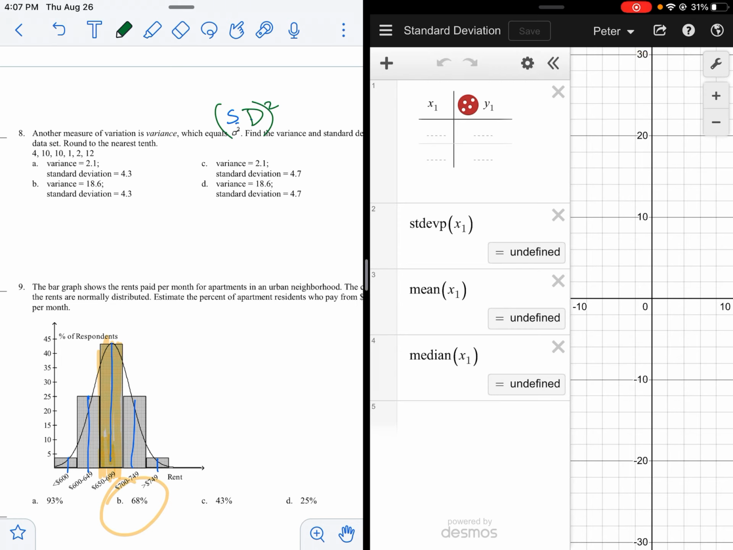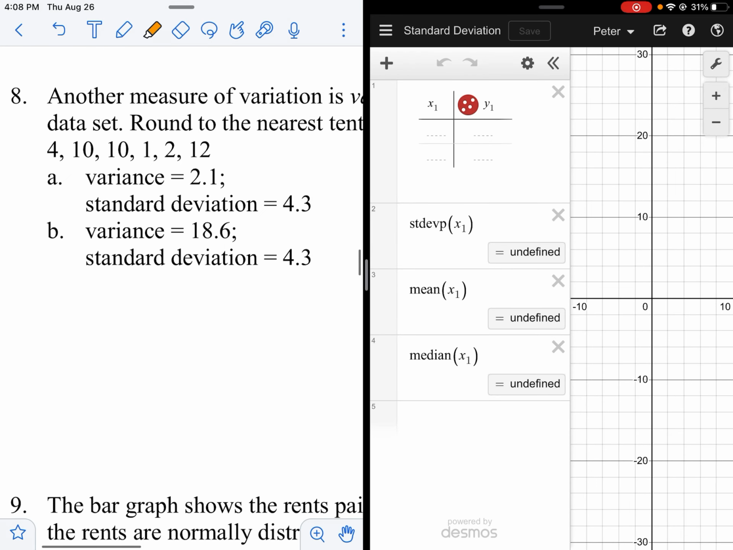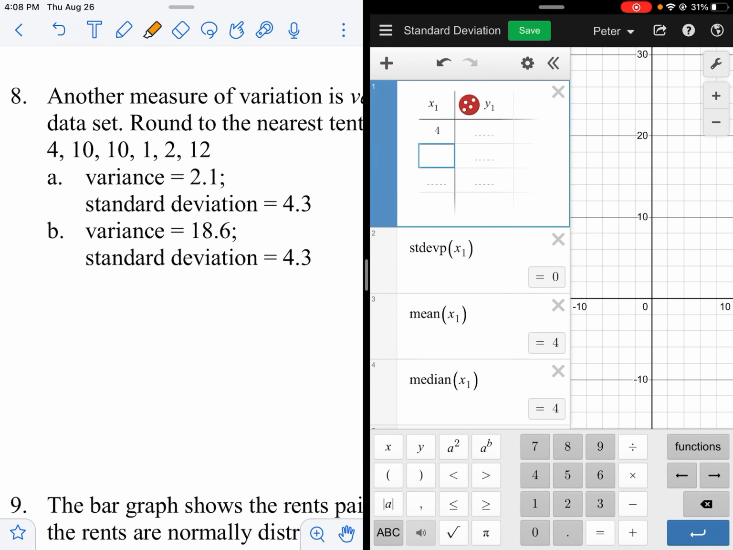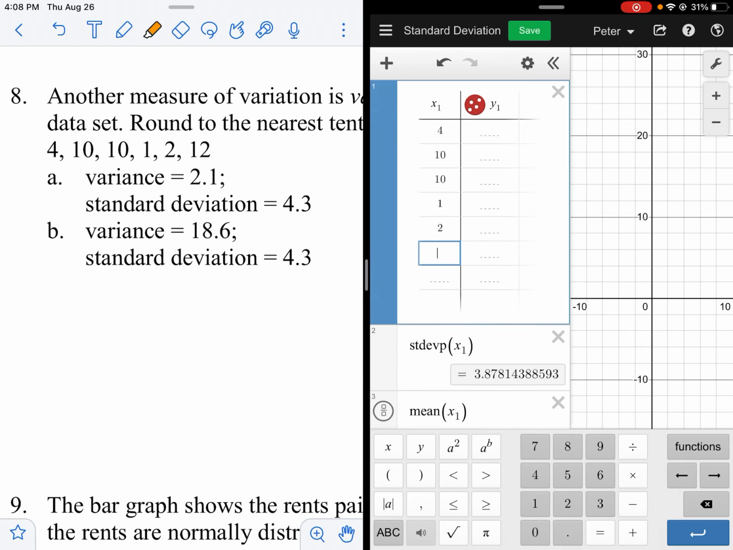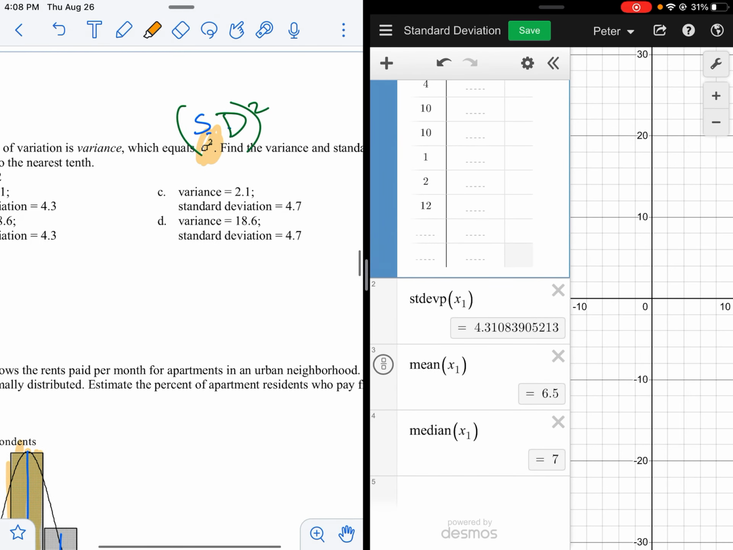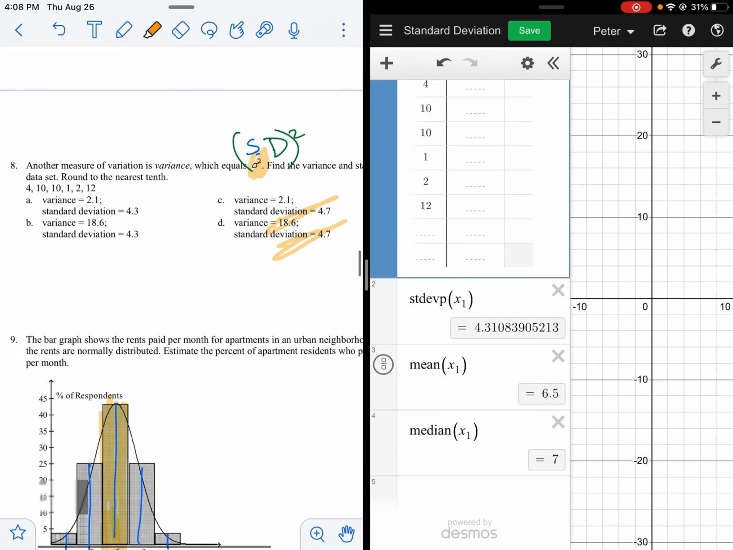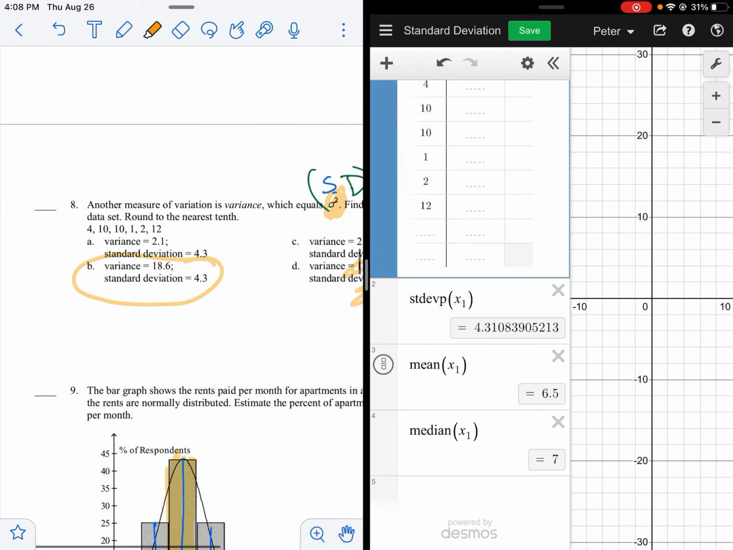Find another measure of variation, which is variance, which is equal to that little symbol here. This is called standard deviation, so it's standard deviation squared. So my job is to put these in: 4, 10, 10, 1, 2, 12. So standard deviation is 4.3. It's not these, because those are 4.7. Then you take 4.3 and you square it. So that would be B.